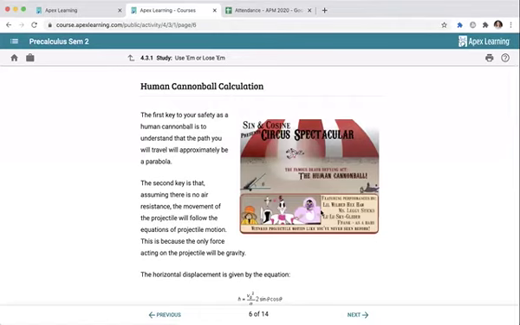Okay. So now that we have some new equations under our belt, we can go back and look at our human cannonball calculation. Of course, like we said, the key here is safety. We're also going to assume that there's no air resistance. We're going to try to make this as simple as possible by taking into consideration only the major things that are going to have an impact.